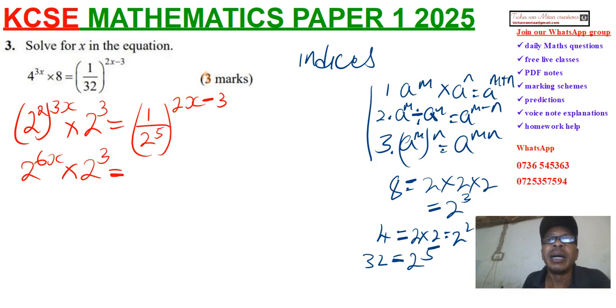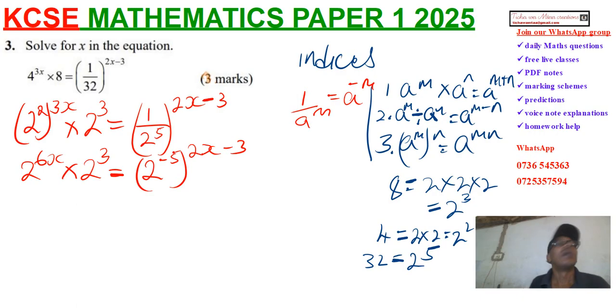Before we operate this other side here, we know that you were also taught about the inverse. We said 1 over a to power m is equal to a to power minus m. So we can change this and say this is 2 to power minus 5 into bracket 2x minus 3.